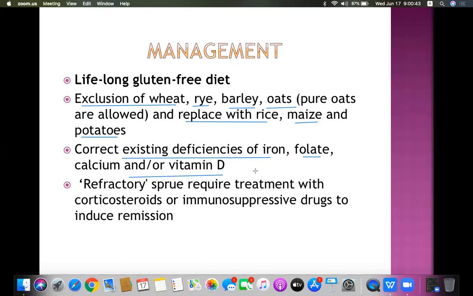Because this is an autoimmune disease, we have to use corticosteroid or immunosuppressive drugs to induce remission in case of refractory sprue. First of all, you will advise a gluten-free diet. If the patient doesn't get better by a gluten-free diet, then you need to go for the management with this medicine. Okay, these are corticosteroid and immunosuppressive drugs.